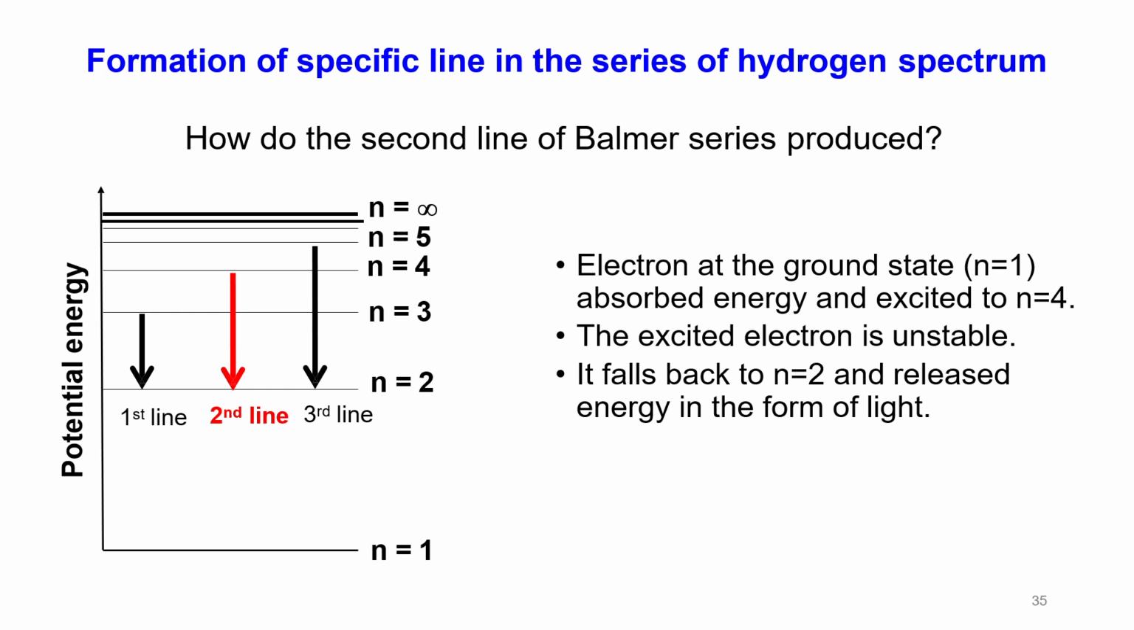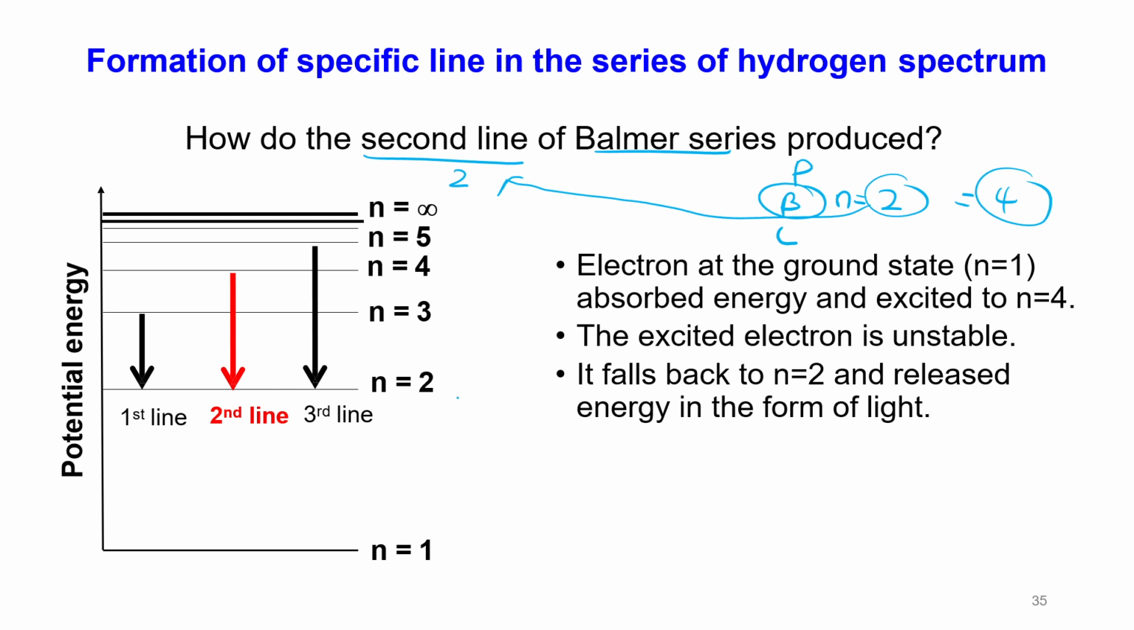Okay, contoh soalan ni. How does the second line of Balmer series produce? Okay, so kita tahu second line meaning 2. So Balmer meaning all electron drop to 2. So 2 plus 2 jadi 4. So dia akan drop daripada 4 to 2. Second line. So this one, daripada 4 kepada 2.